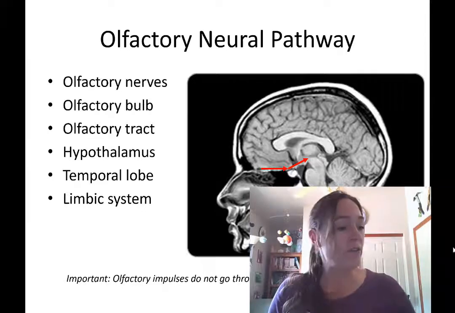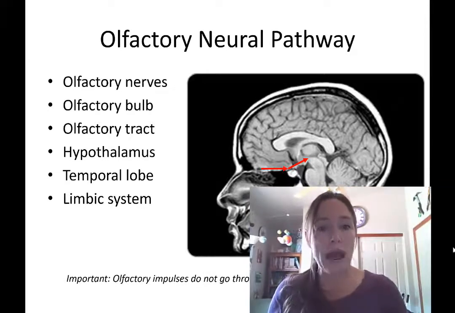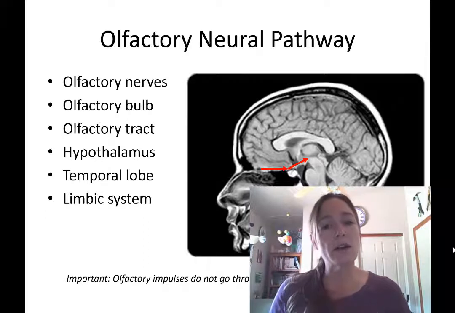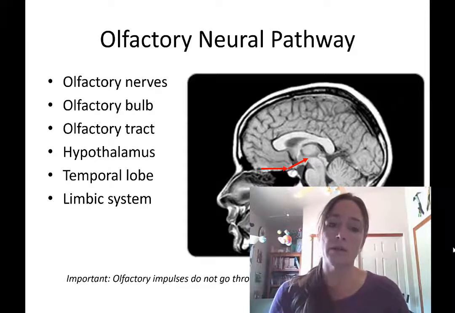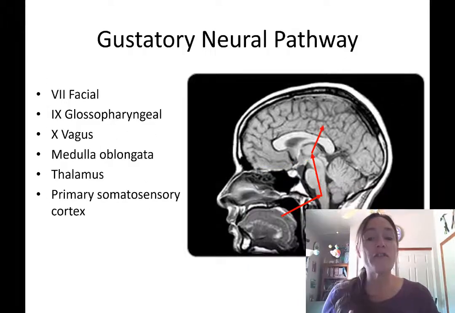It targets the olfactory bulb and then the olfactory tracts coming into the brain to the hypothalamus and then to the temporal lobe, and it's part of the limbic system as well as other parts of the brain. But the limbic system, I wanted to point out, is the part of the brain that connects our emotions with our memory to smell. For taste, we have 3 cranial nerves that are involved in our taste sensation.